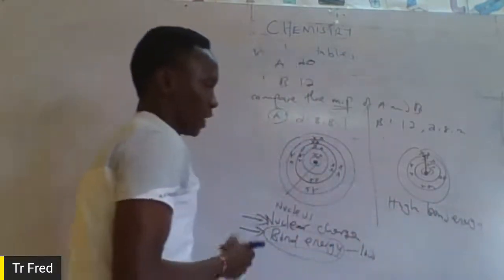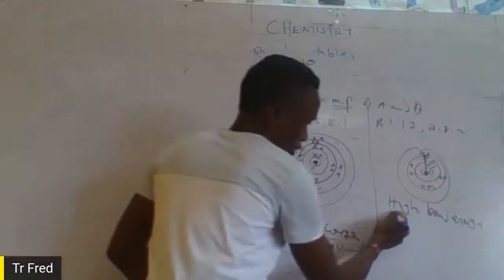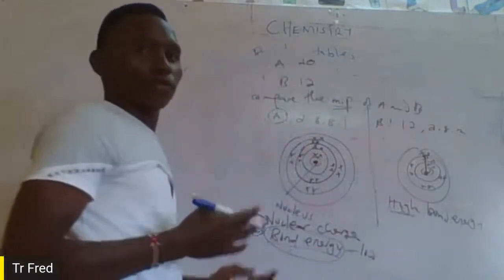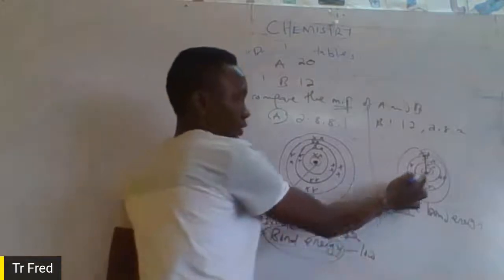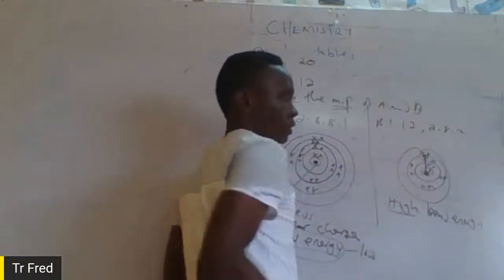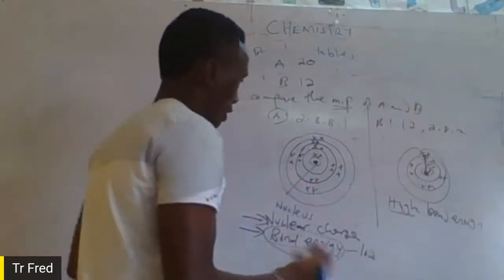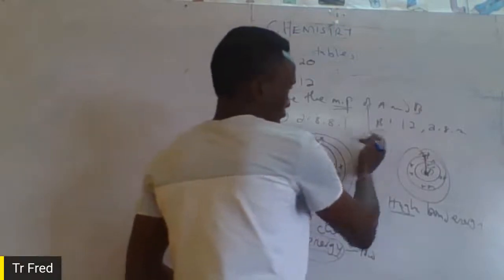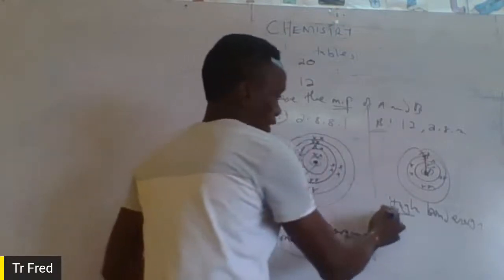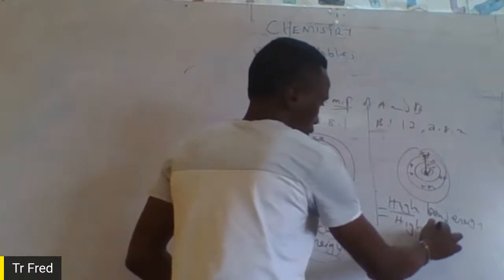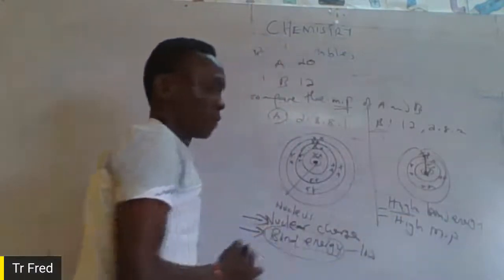High bond energy, and therefore, since the bond energy is high, then we require a lot of temperature to break the bond so that a reaction can occur. Therefore, since B has a high bond energy, it has a high melting point. A high melting point compared to A.